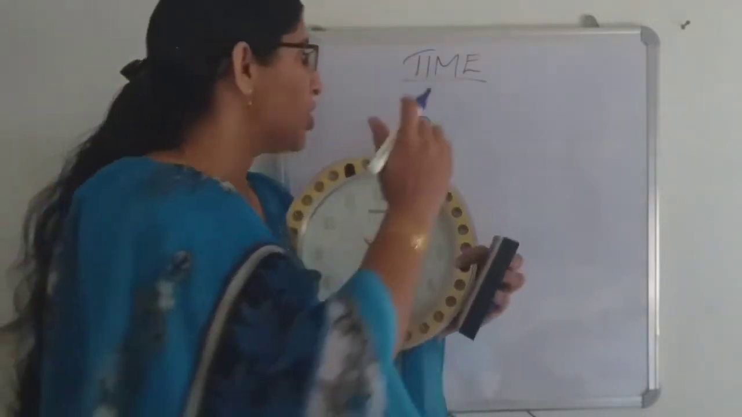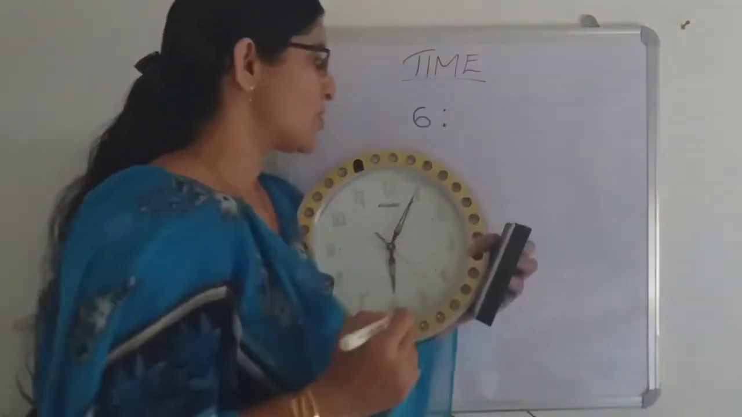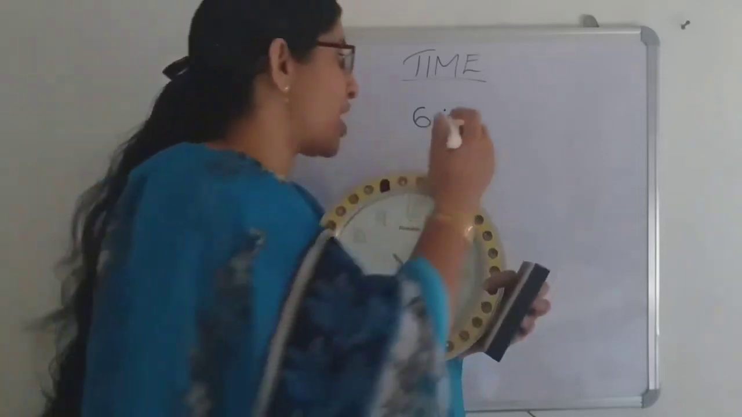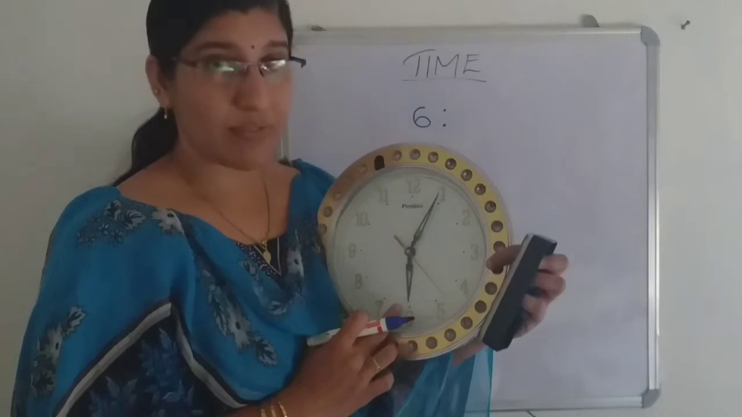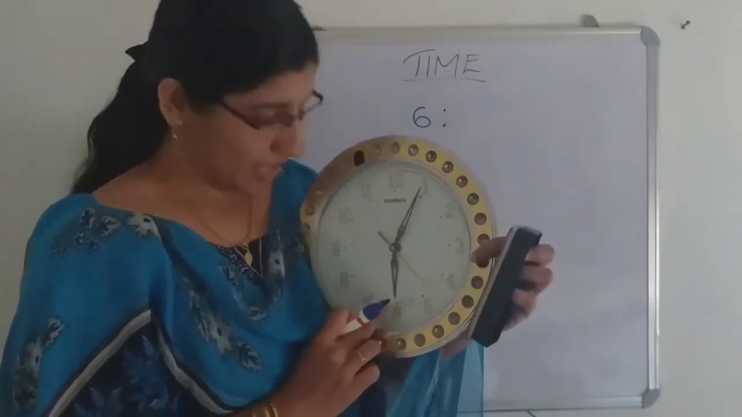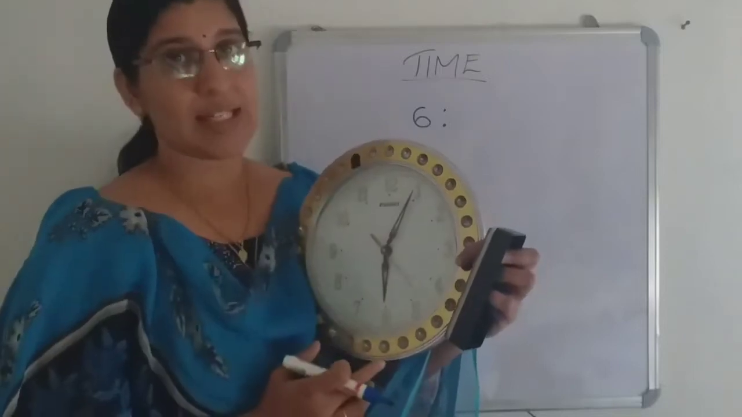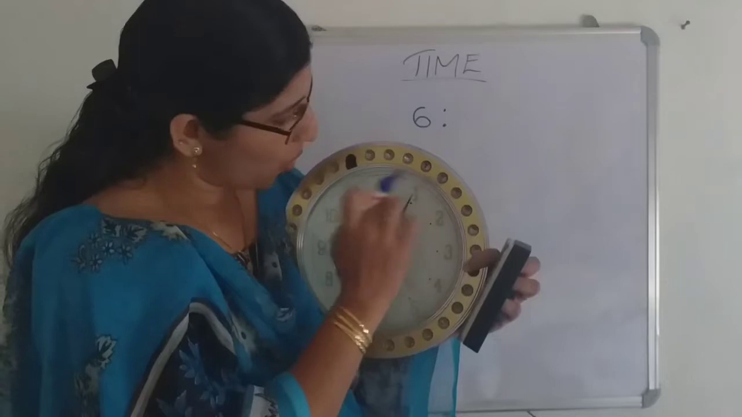Then you need to put two dots. This is a colon. For separating the hour and minute, we are using these two dots. So 6. First we need to look at the hour hand, that is 6. Then we need to look at the minute hand, that is the long hand. Here look, the minute hand points to 1.